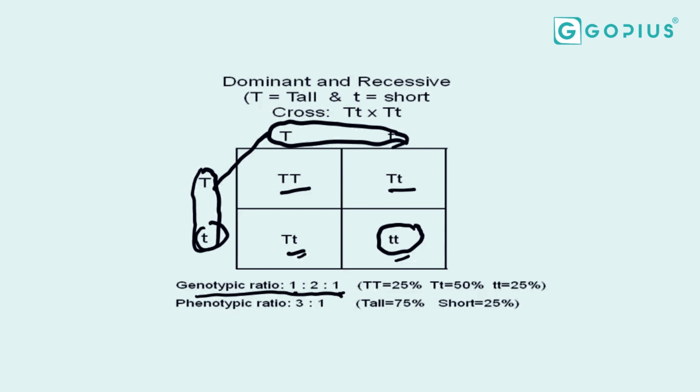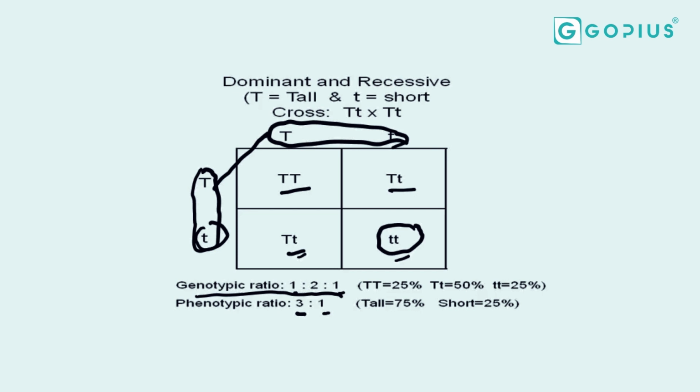Then when you talk about phenotypic ratio, you're talking about the things that you can see, the physical appearances that you can see. If you look at this very well, you'll find out that you have three tall plants. 1, 2, 3. That's why we have 3 here. And then we have one short plant, which is 1. So the phenotypic ratio is 3:1.